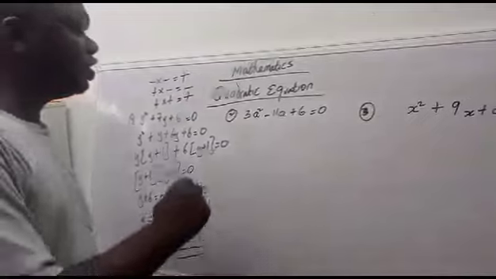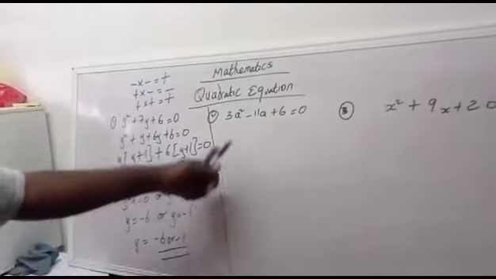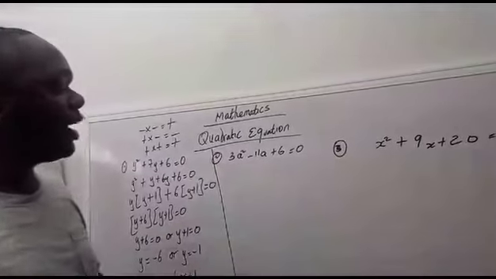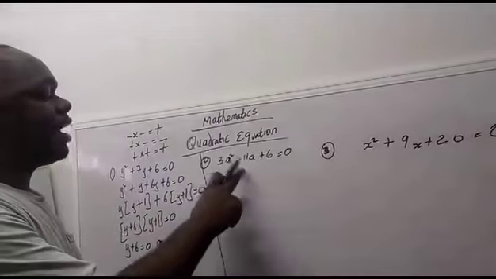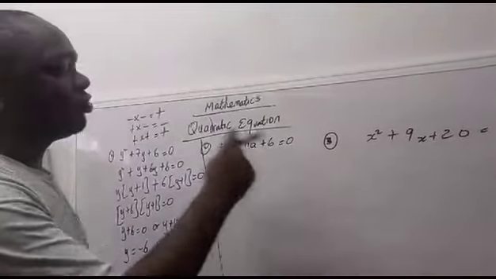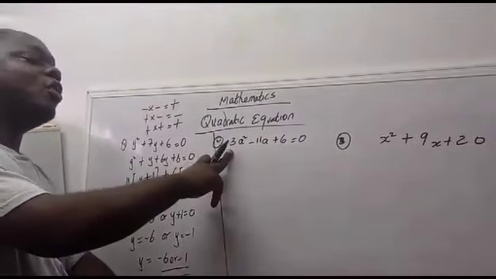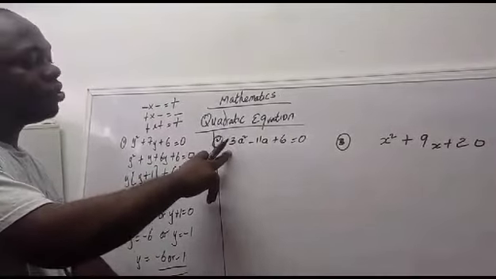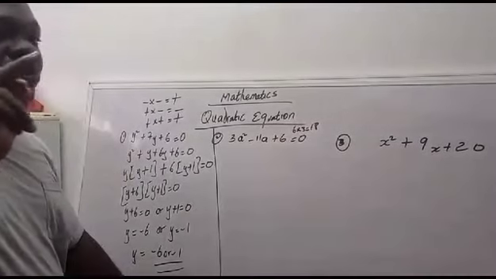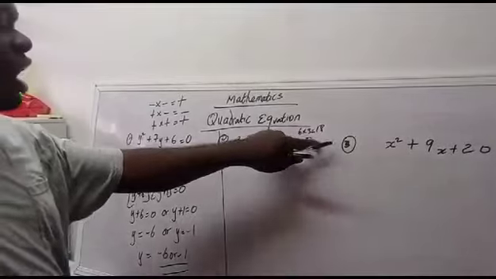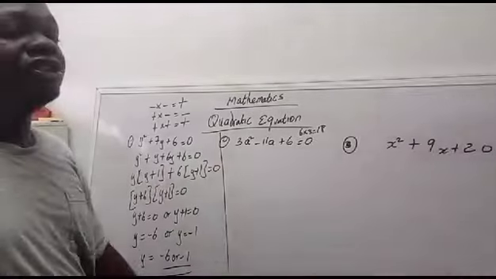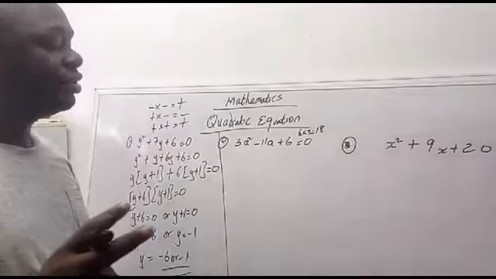Okay. Now I'm doing this example number 2. 3a squared minus 11a plus 6 equals 0. Now the coefficient of a squared is 3. You use the coefficient of a squared to multiply this 6. It gives you what? 18. That is 6 times 3 equals 18. So what do I need to multiply that will give you 18, and when you add, it will give you what? Minus 11.